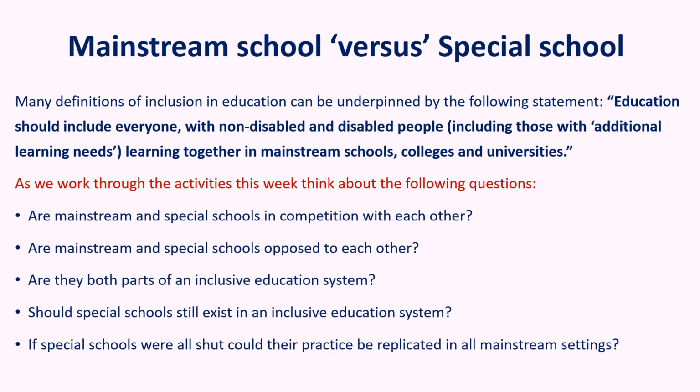Are mainstream and special schools in competition with each other? Are they opposed to each other? Or are they both parts of an inclusive education system? Do you think that special schools should still exist in such an inclusive education system? And finally, if special schools were all shut down, do you think their practice could be replicated across all mainstream settings?